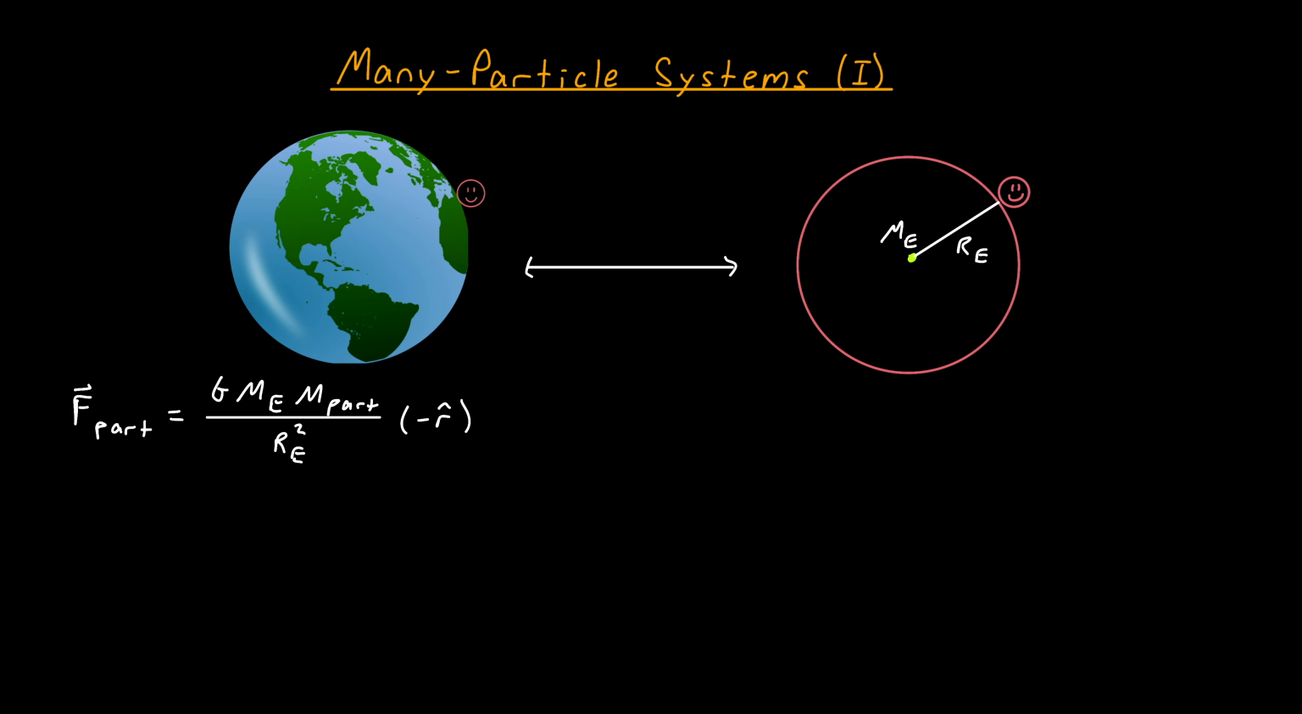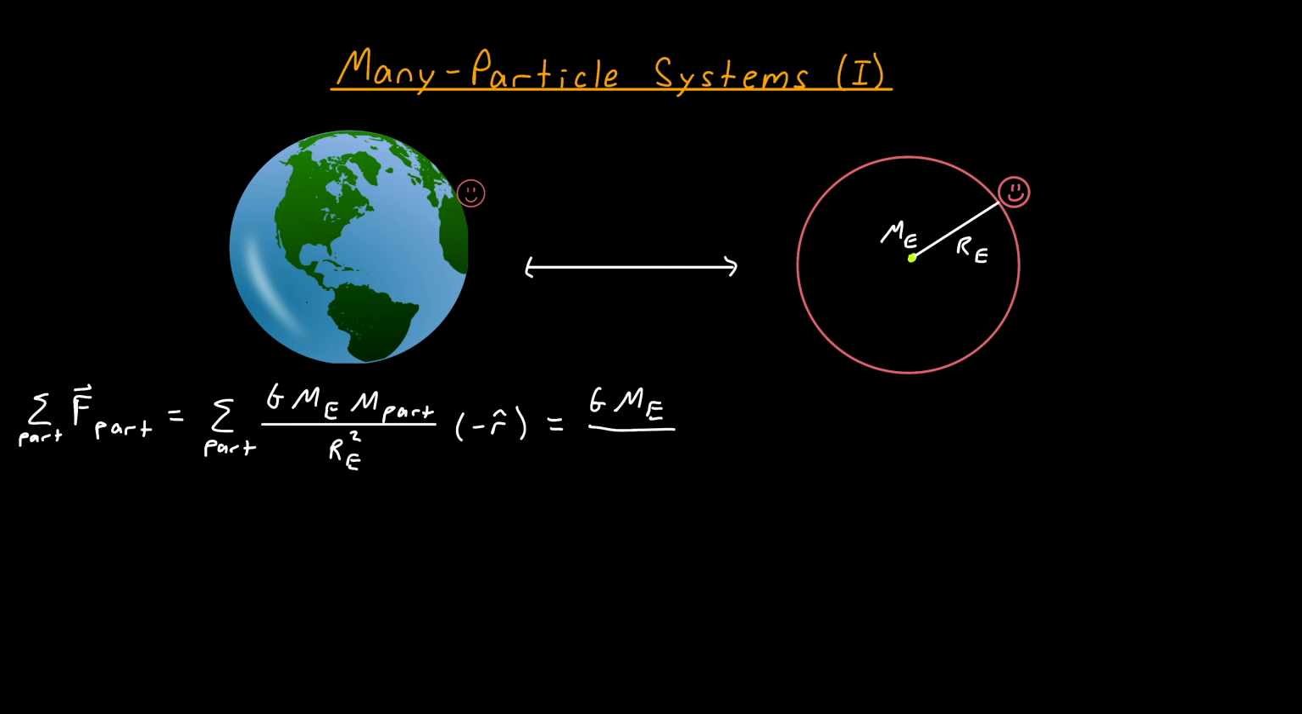So if we want to find the total force on your entire body, all we have to do is sum up all the forces on every particle in your body. So if we throw in a little sum notation over here, and we write sum of particles on the left-hand side, and then I move the right-hand side over a little bit, and we equate that to the sum over all particles of that whole thing, then what we can do is pull out some of these constants from the sum. So we get G times the mass of the Earth divided by the radius of the Earth squared in the minus r hat direction. These are all constants that don't care which particle we're talking about.